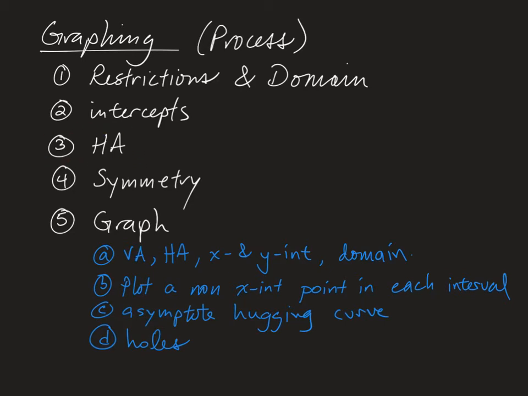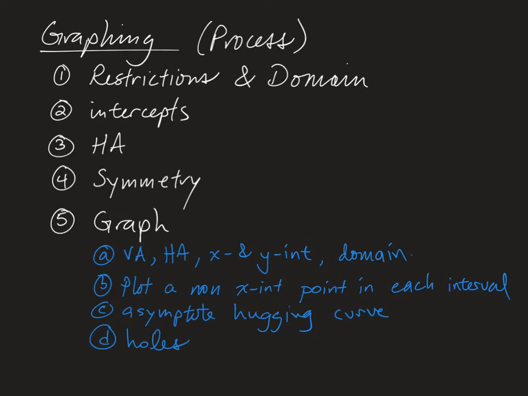After that, you want to just very briefly check to see if the graph has any symmetry, be it asymmetry through the origin or symmetry about the y-axis, or even or oddness of a function. And then lastly, you want to actually graph the function. How I like to do this is you'll plot the vertical asymptote, horizontal asymptote, x and y intercepts, and you'll plot the domain above the graph.